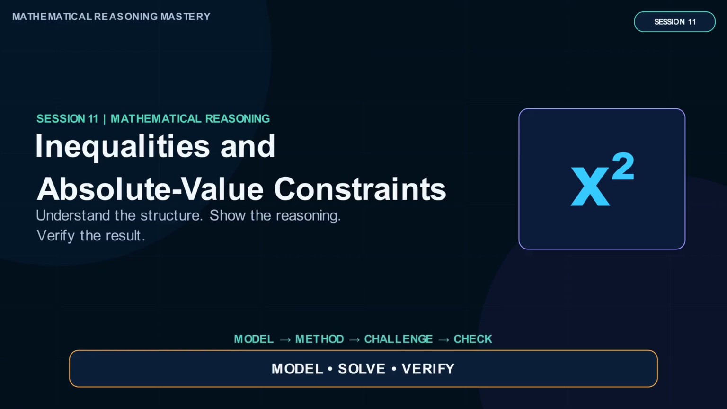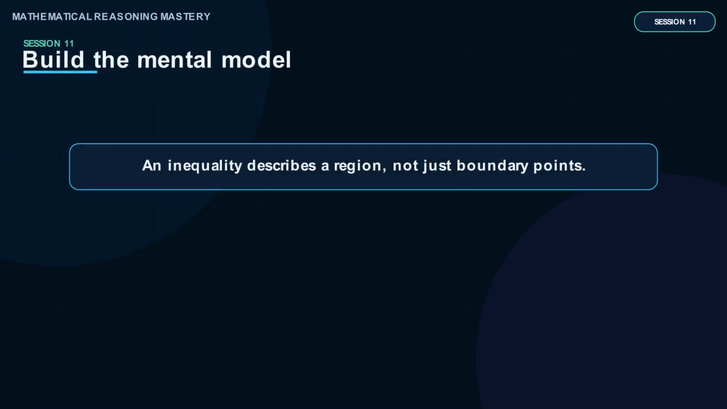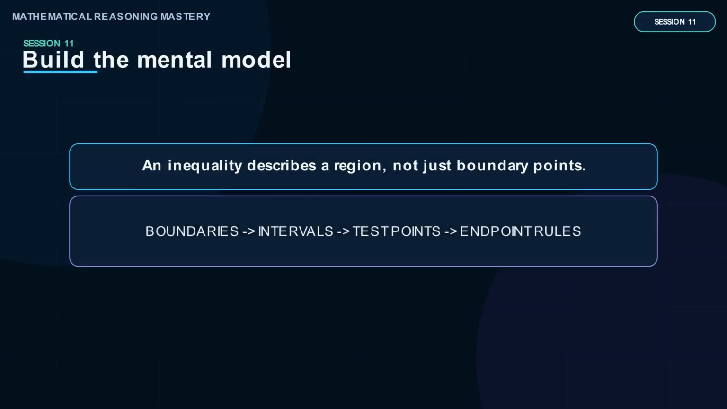Keep a pencil ready. We will build a mental model, use a repeatable method, solve a demanding example, diagnose an error, and finish with an independent checkpoint. Start with this principle: an inequality describes a region, not just boundary points. Use this visual structure: boundaries, then intervals, then test points, then endpoint rules. Read every symbol and label before calculating.